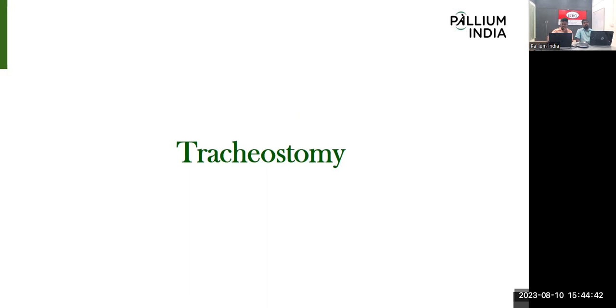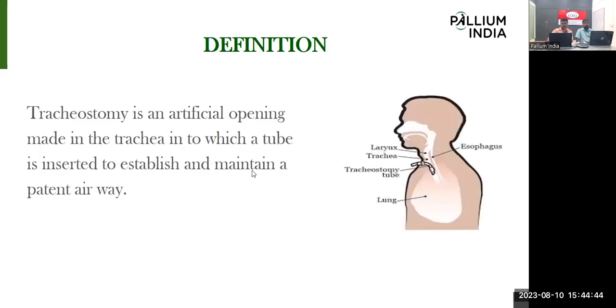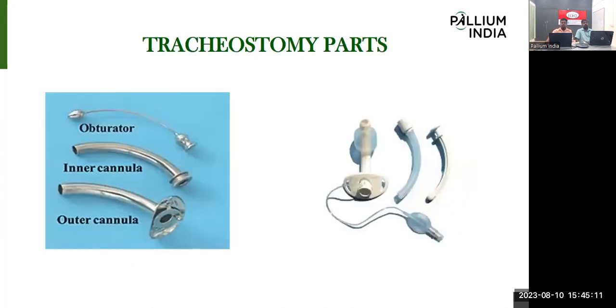Tracheostomy means normally a person inhales and exhales through the nostril only, but due to some disease condition, the normal airway is not possible for the patient. In that condition, on the trachea we artificially make one opening into which a tube is inserted to establish and maintain a patent airway for the patient. That's the tracheostomy.